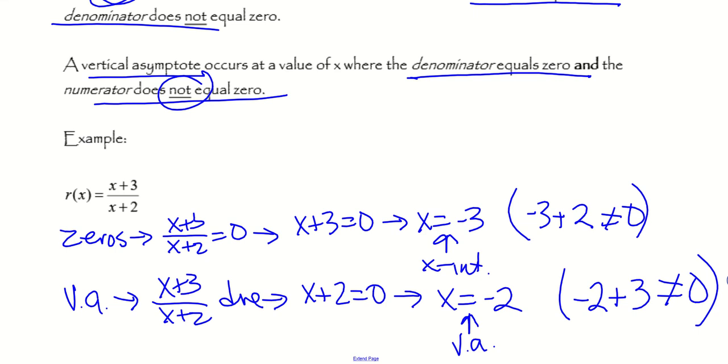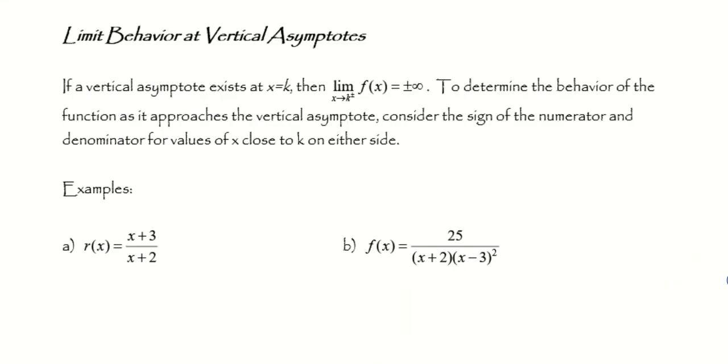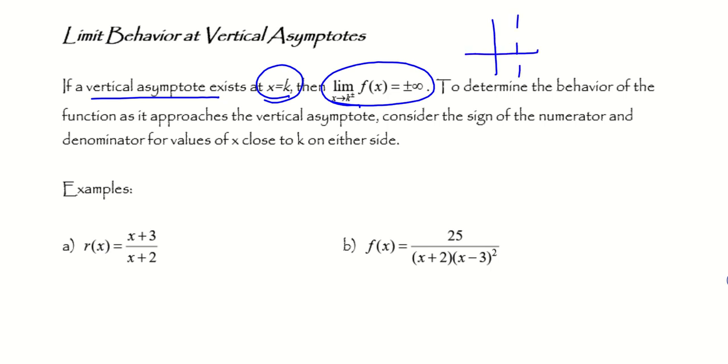Okay, so there's another feature, vertical asymptotes and zeros. Now, we're going to look at our limit behavior at vertical asymptotes. So we're skipping the example in your notes for right now. And we already know that if we have a vertical asymptote at x equals some number, then the limit of our function as x approaches that number from either the left or the right side will equal positive or negative infinity. Where we have a vertical asymptote, our graph will either rise or fall as we approach that vertical asymptote.